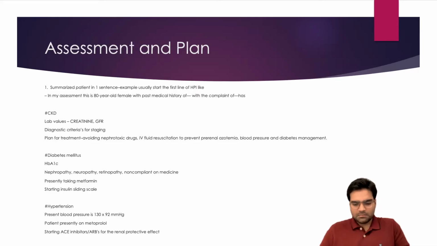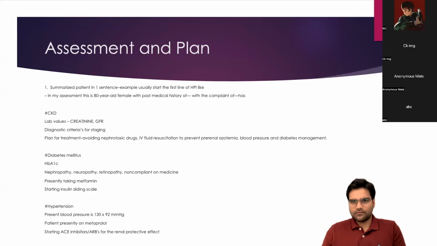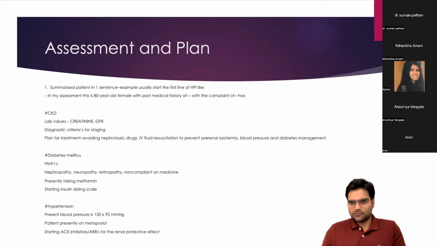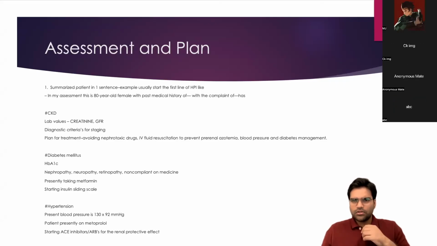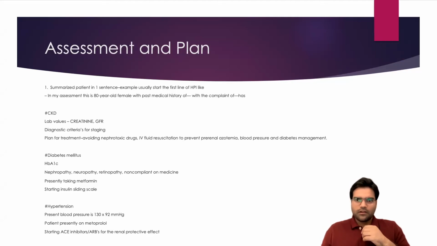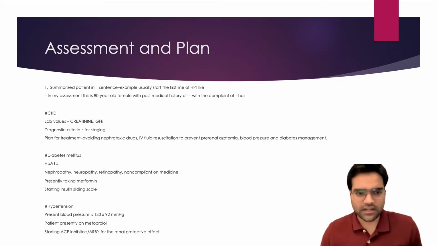So with diabetes, if the patient is compliant and able to manage, then you can say that the patient was compliant on the medicine, and we would continue the present home medicines. Otherwise, if the patient's HbA1c is over the roof, then you have to start insulin. So you'll say that I'm starting insulin.